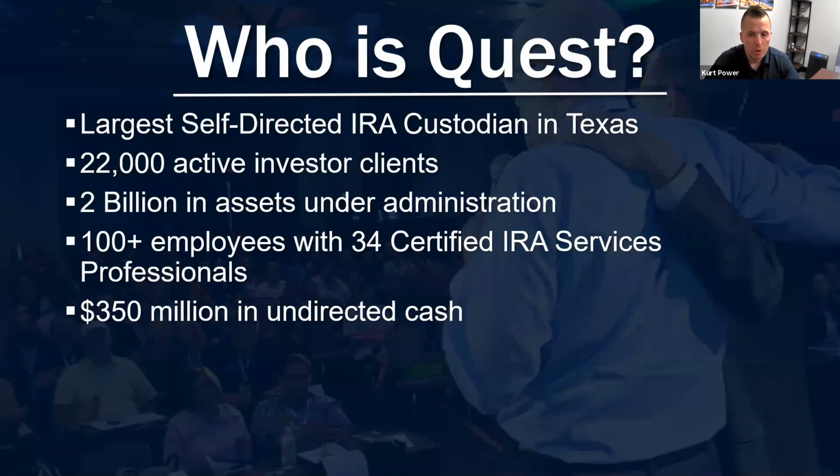About 112 employees, 34 of which are certified IRA services professionals. So we are the best of the best when it comes to IRAs. And that track record will speak for itself. We also have about $350 million in undirected cash. What does that mean? We literally have $350 million just sitting here, just waiting to be deployed.